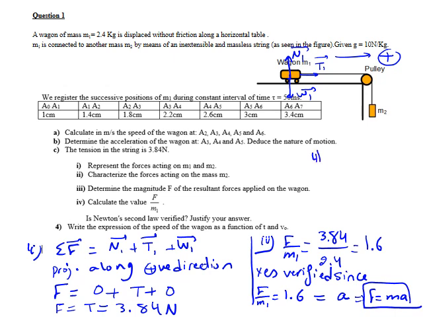Part 4. Write the expression of the speed of the wagon as a function of t and v0. The motion is uniform accelerated rectilinear motion. So v equals at plus v0. V equals 1.6t plus v0, its unit is meters per second.